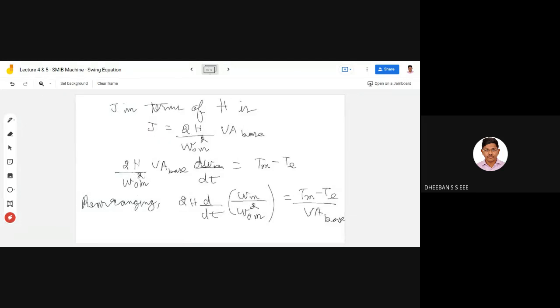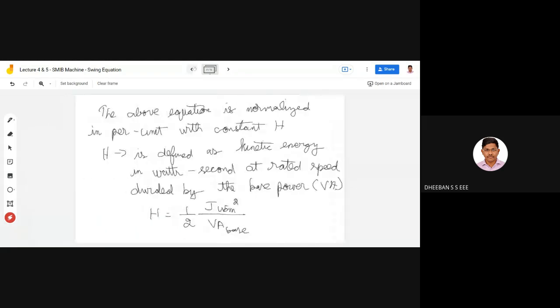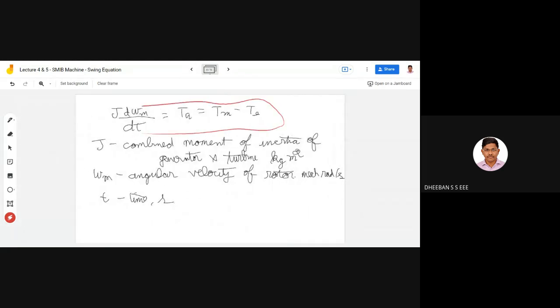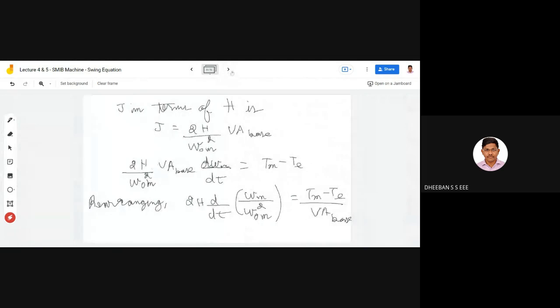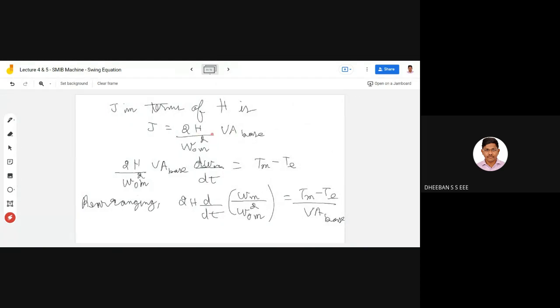And after converting it to the per unit concept, we will be applying it into the particular equation. That is, this equation will be applying the value of J. So you'll be getting 2H by omega naught m square into apparent power, nothing but VA base, into d omega m by dt equals Tm minus Te. So this you will be rearranging.